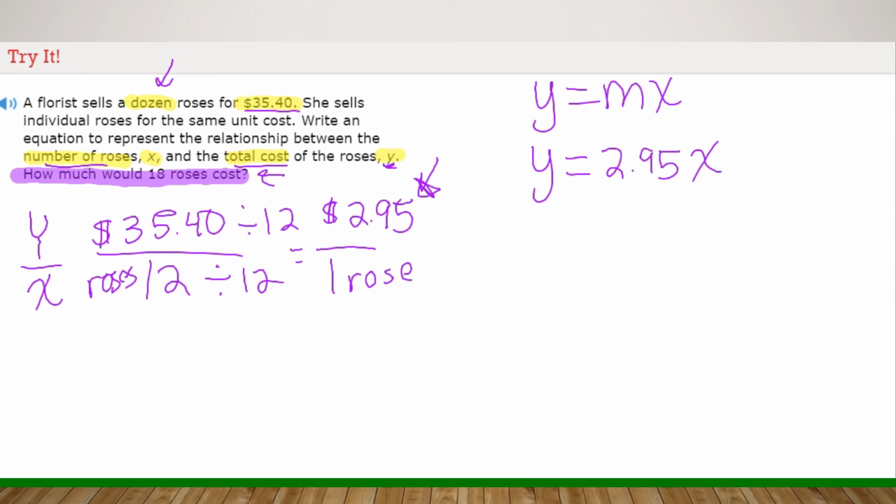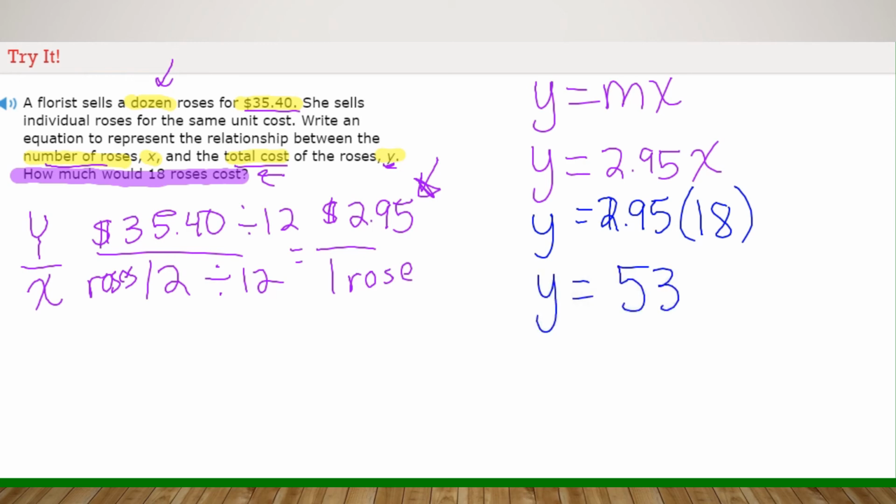Well, it asks us, how much would 18 roses cost? Remember, y is the total cost, and x is the number of roses. So in order to figure this problem out, we will have to substitute 18 in for the number of roses, or 18 in for x. So $2.95 times 18 is $53.10. So 18 roses will cost $53.10.